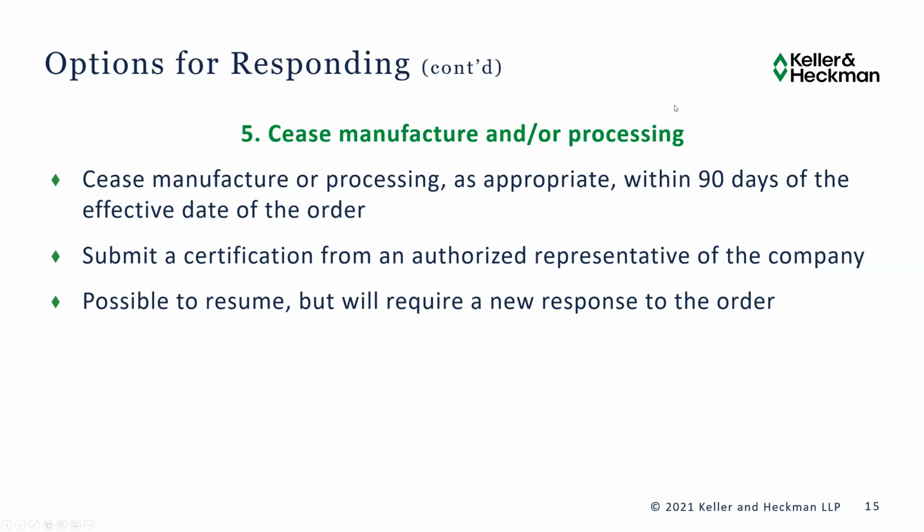The fifth option is to cease manufacture and/or processing as appropriate. This has to be done within 90 days of the effective date of the order, and this would allow you to avoid having to do the testing. You would need to submit a certification from an authorized representative of the company. So obviously this has along with it the obligation not to submit any false or misleading information to the agency.